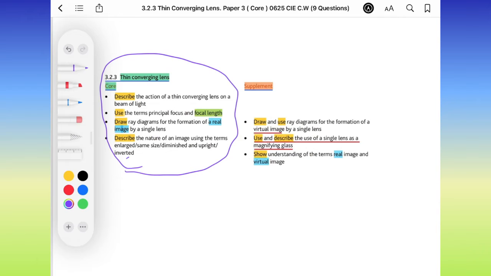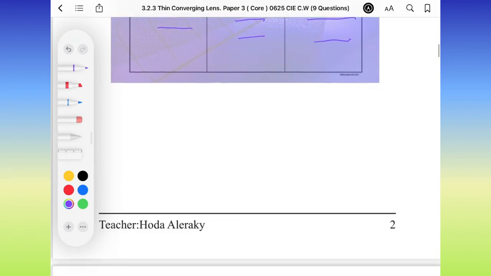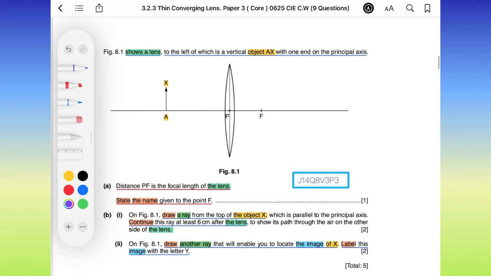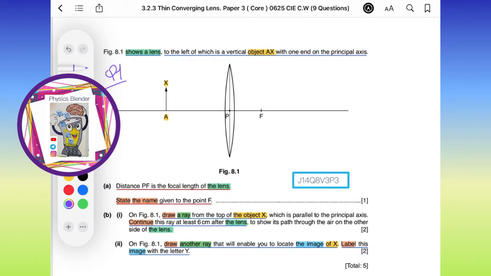Okay, let's start with question number 1. Question number 1 shows a converging lens, to the left of which is a vertical object AX with one end on the principal axis. Here you have the object, and the distance PF is the focal length of the lens. State the name given to the point F.